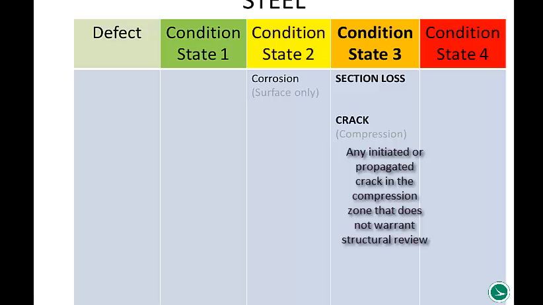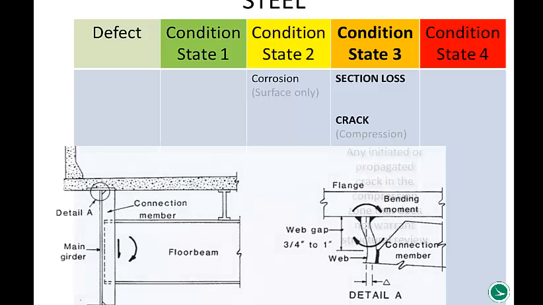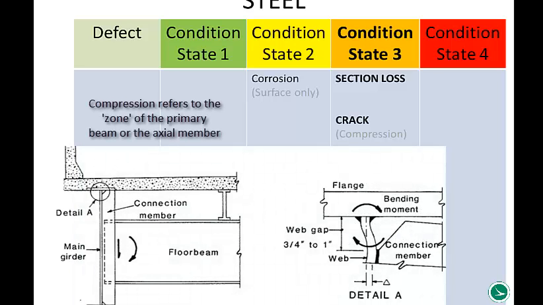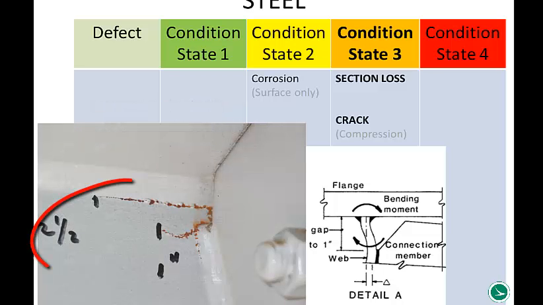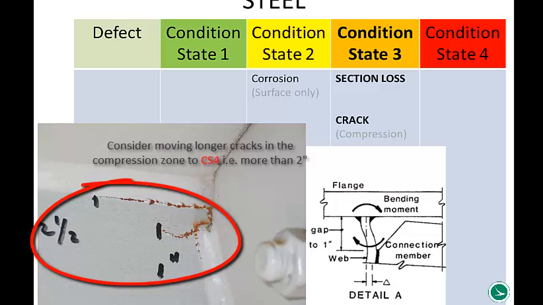Cracking is the second defect I want to talk about. If you think about your distortion cracks, where the cracks initiate at the top, between that top flange and the connection of the vertical stiffener, where you see those web gap cracks, that would be an example of a crack that would start in condition state 3. And this is an example. This linear foot of the beam would be in condition state 3.